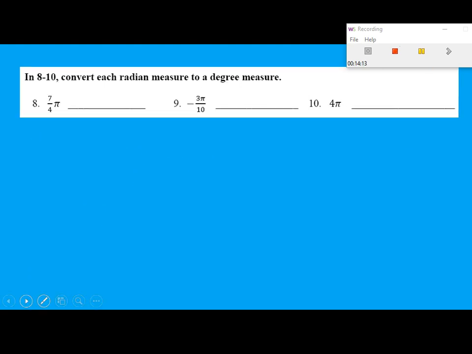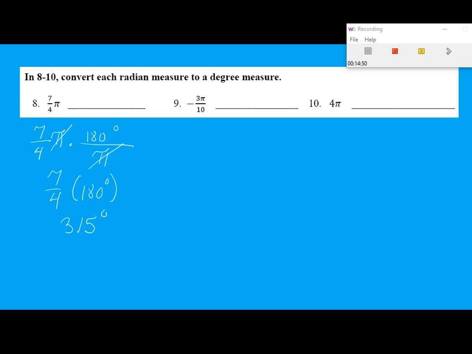Now I'm going to go the other way on number 8, 9, and 10. Convert each radian measure to a degree measure. So it's going to look like this. I've got 7/4 pi. I need to get this to a degree measure. So this time I need degrees on top, radians on bottom. So I'm going to say that there's 180 degrees in pi radians. The pi radians cancel out, leaving me 7/4 times 180. I can run that through my calculator and get 315 degrees.